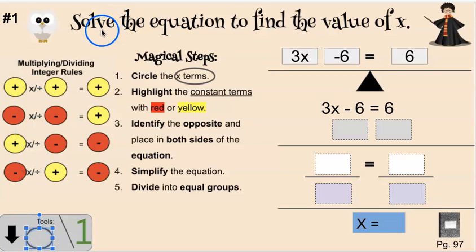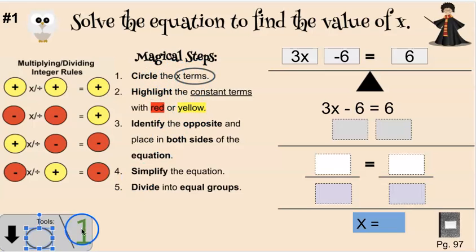Today we're going to continue to solve the equation to find the value of x. Yesterday we introduced you to magical steps, and these are the steps that we use to solve the equation. And this one is pretty much like the ones we did yesterday, except today we're going to now start to divide with negative numbers. So you will be seeing that very shortly in problem number 2. So let's continue with our magical steps.